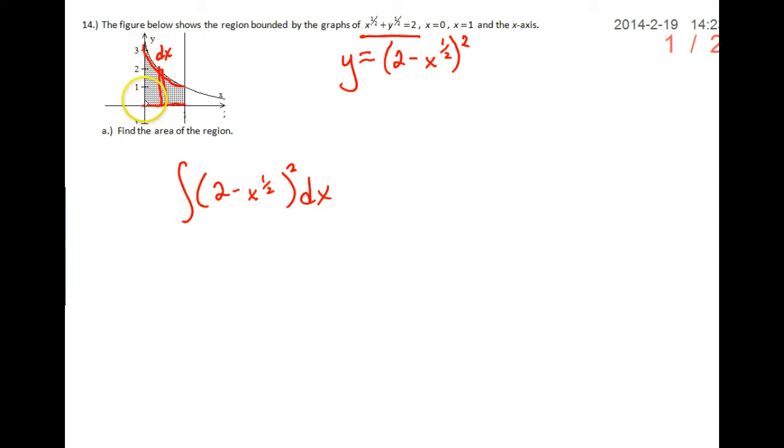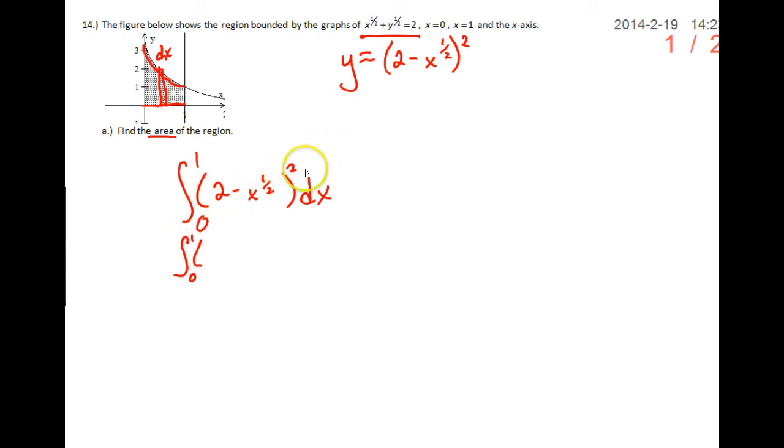Now, we want to integrate from left to right because we are integrating with respect to x. So, the value on the left is 0. The value on the right is x equals 1. So, we're integrating from 0 to 1, the quantity 2 minus x to the 1/2 squared. Now, it does say find the area, so we do need to carry this out. So our strategy for carrying this integral out is to multiply out 2 minus x to the 1/2 squared.